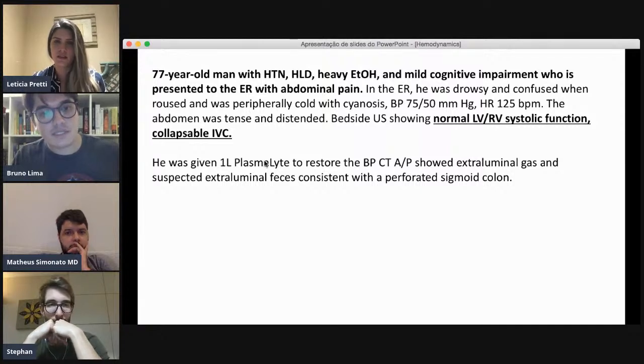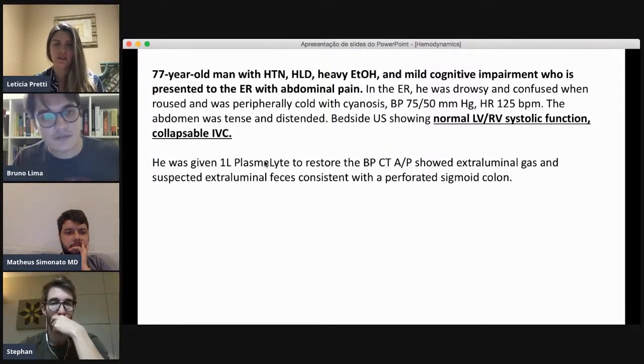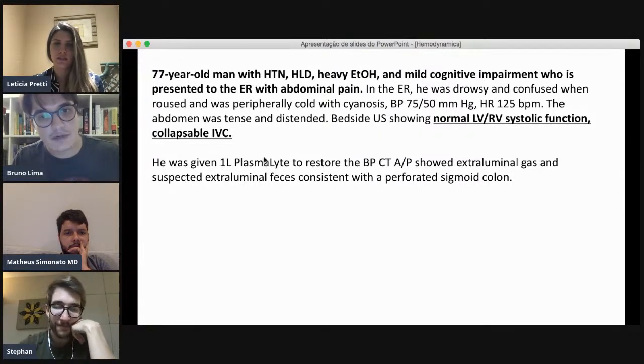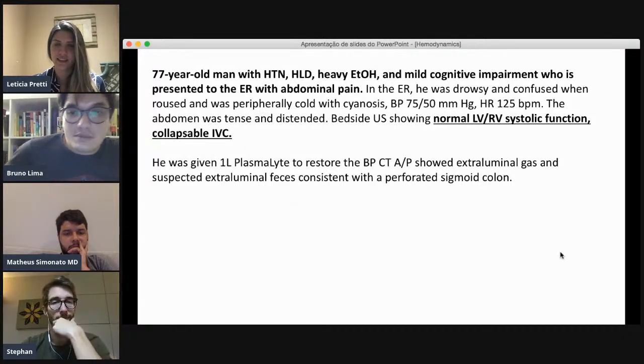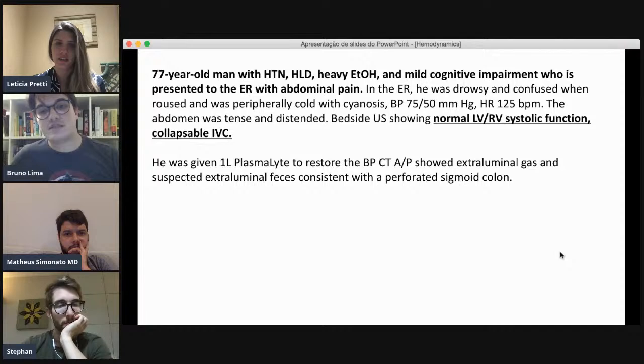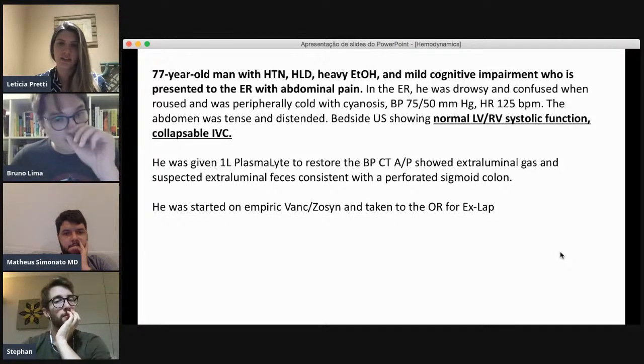So he was given some Plasma-Lyte. Plasma-Lyte is some kind of fancy normal saline that they have here to restore his blood pressure. His CT scan of the abdomen and pelvis showed extraluminal gas. So he has gas in the peritoneum and suspected extraluminal feces consistent with a perforated sigmoid colon. You guys will see this for sure.